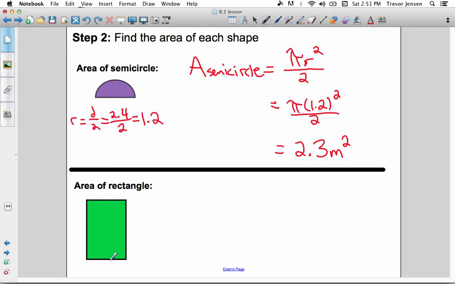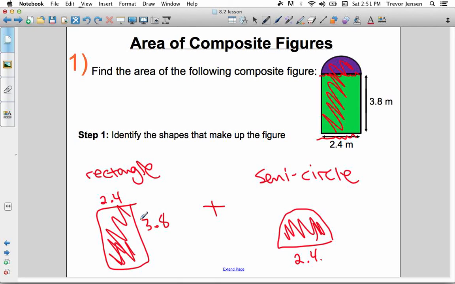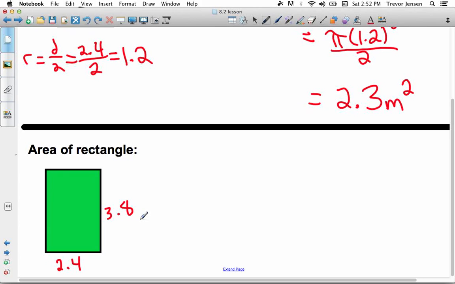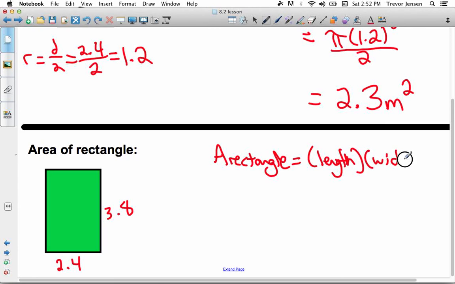Now let's find the area of the rectangle. The dimensions were 2.4 by 3.8, I believe. Was it 3.8? Yes, it was 3.8. Okay, so I know both the dimensions. Let me zoom in on this rectangle here. Let's find the area of this rectangle. I know the area of a rectangle equals the length times the width. I know both of those pieces of information. I've got my length, I have my width. Plug that in to figure out the area of the rectangle.